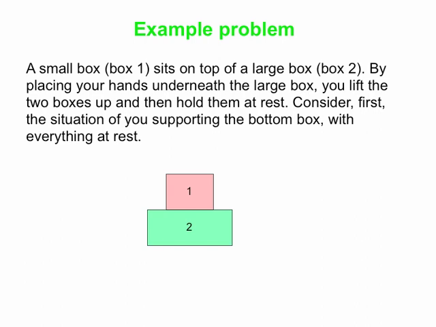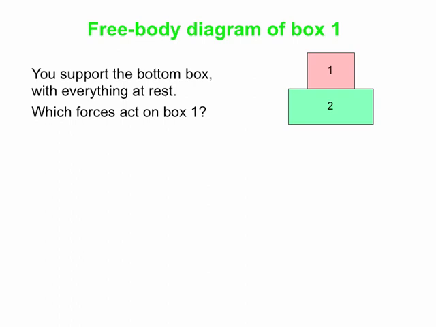Okay, so we'll do an example. Here we have one box, box 1, small, sitting on top of a larger box, box 2. You're picking these boxes up, supporting them at the bottom of box 2, and you're holding them at rest initially. Remember, this is the situation we have, box 1 on top of box 2, and in fact, you are not shown, but you are holding these boxes at rest by simply putting your hands underneath box 2.